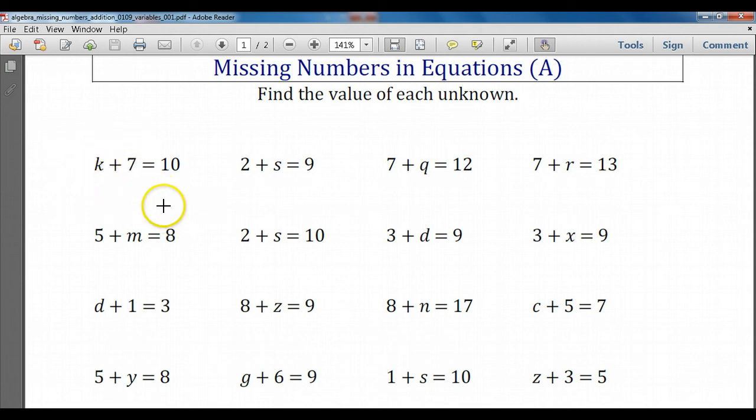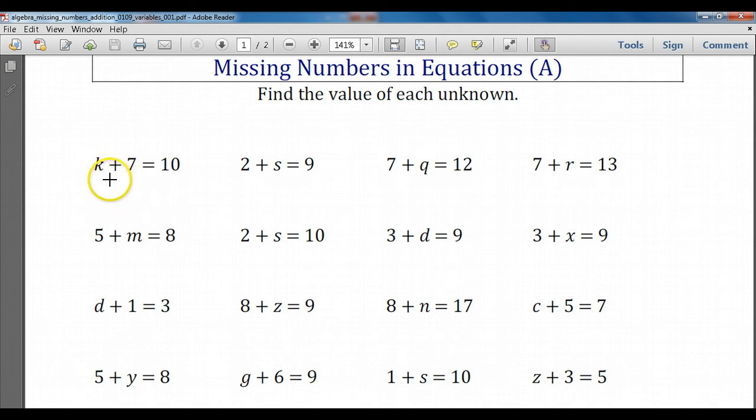To do that, we have to remember a simple rule. The rule is whatever you do to one side of the equal sign, you have to do to the other side. Now, I have k plus 7 equals 10. Another way of saying that is what plus 7 equals 10. There's a number of different ways to approach this. I'm going to show you how I approach it.